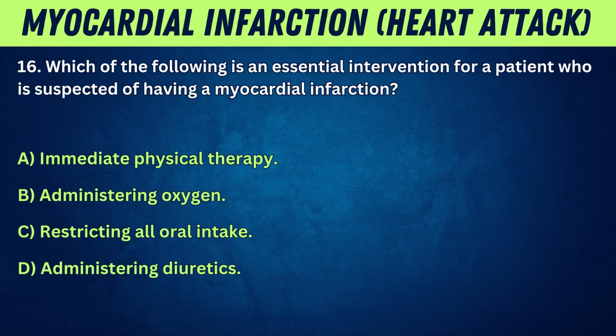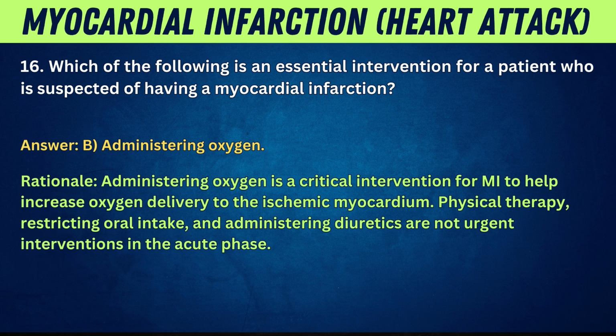16. Which of the following is an essential intervention for a patient who is suspected of having a myocardial infarction? A. Immediate physical therapy. B. Administering oxygen. C. Restricting all oral intake. D. Administering diuretics. Answer: B.